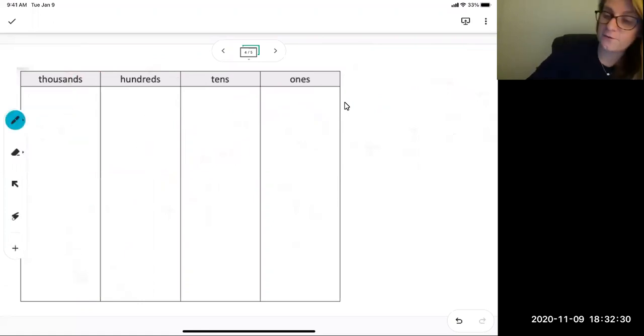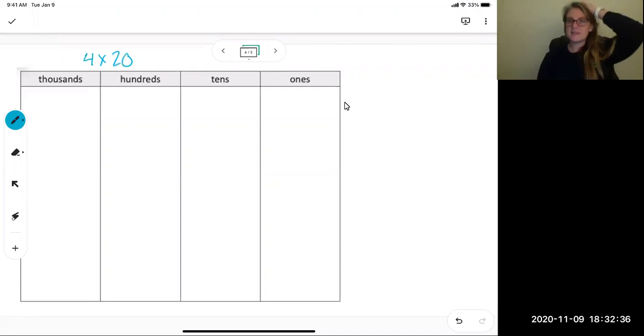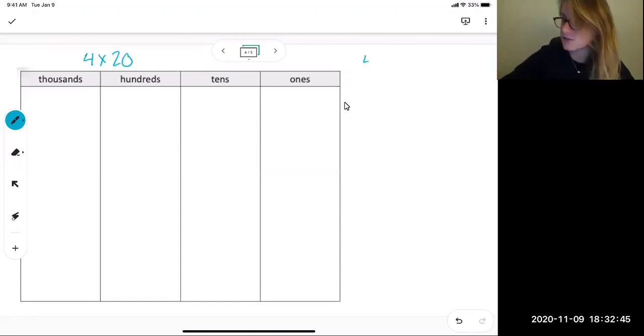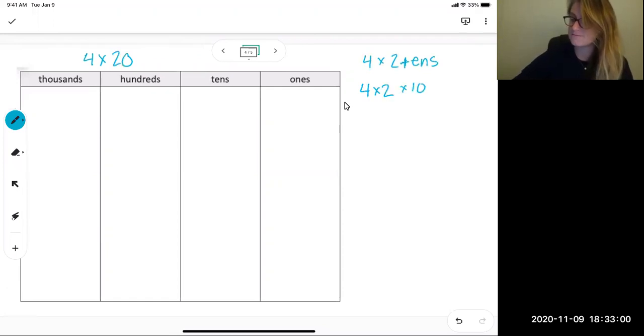Let's try 4 times 20. So 20 is a multiple of 10, but we can still break it apart and do the same strategy. So 4 times 20 is just 4 times 2 tens. We can represent that as 4 times 2 times 10. So if we started with 4 times 2, there's one group of 4, and here's our second group of 4.